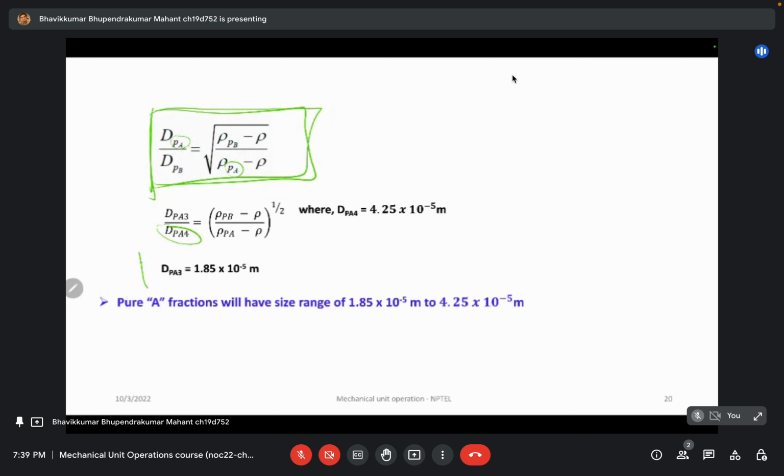You substitute all of the values and you will find dPa3 is 1.85 × 10^-5 meter. So this is your particle size range, 1.85 × 10^-5 to 4.25 × 10^-5 meter.